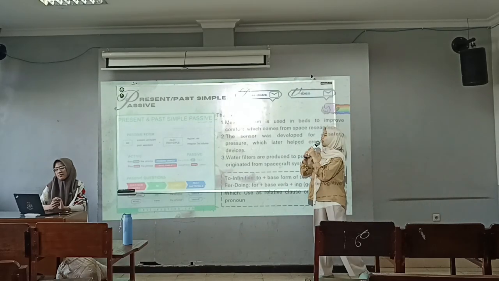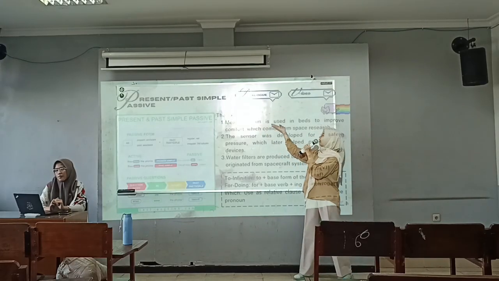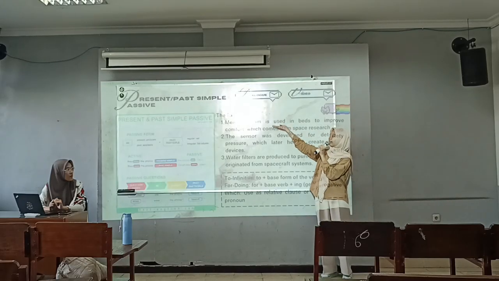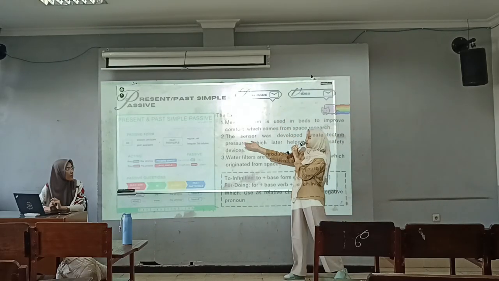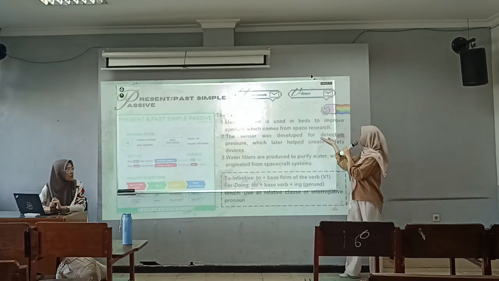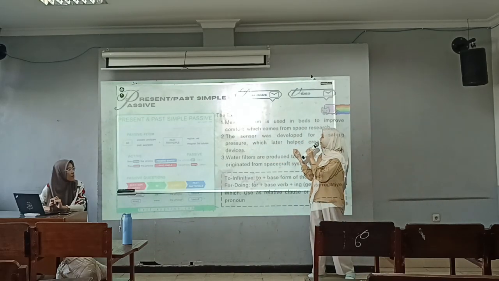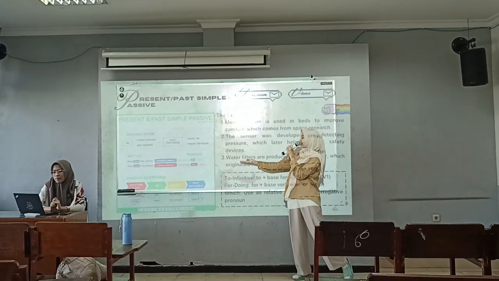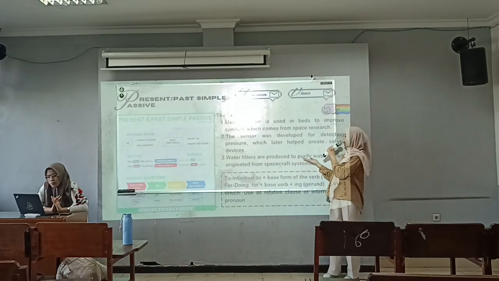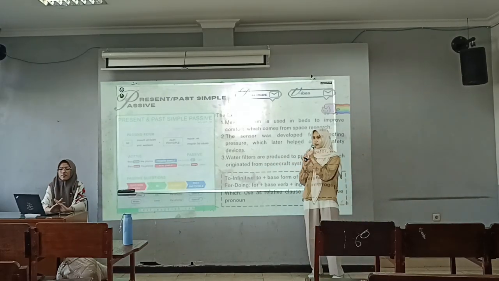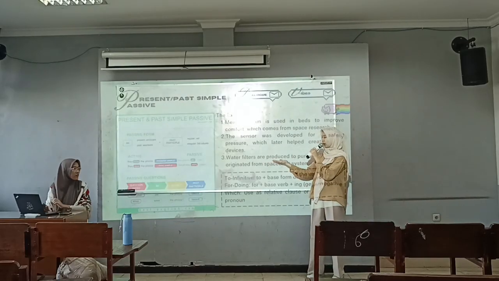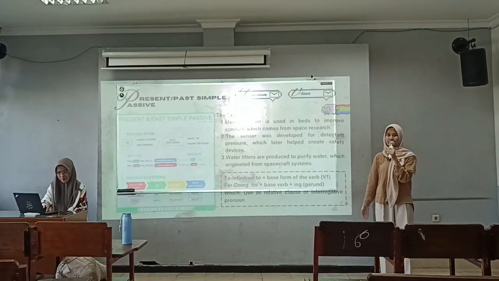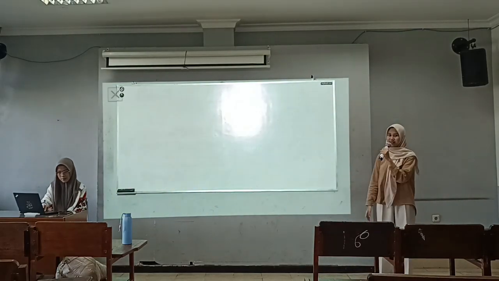For example, this member form is used in verbs to improve. Here, is used means present simple passive. Example 2: the sensor was developed for detecting. Was developed is a past simple passive. Example 3: water filters are produced to purify water. Are produced is a present simple passive. And we have a video for grammar, present and past simple passive.